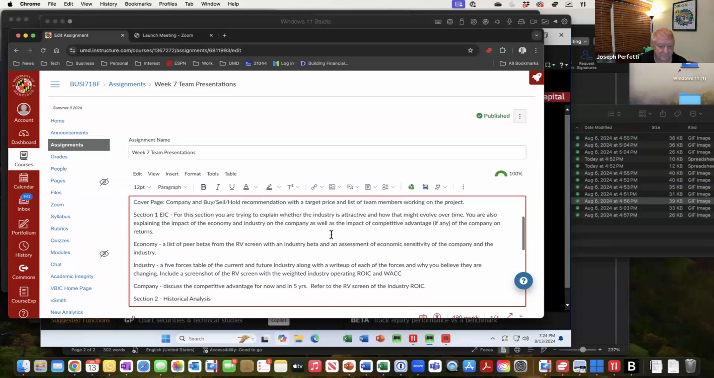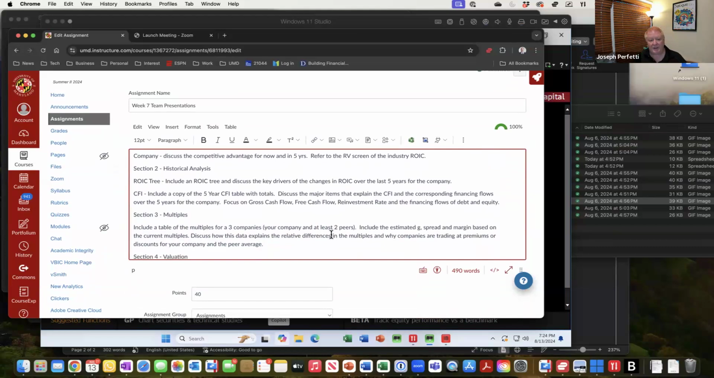Section 2. Historical. You're going to have an ROIC tree and a full CFI.